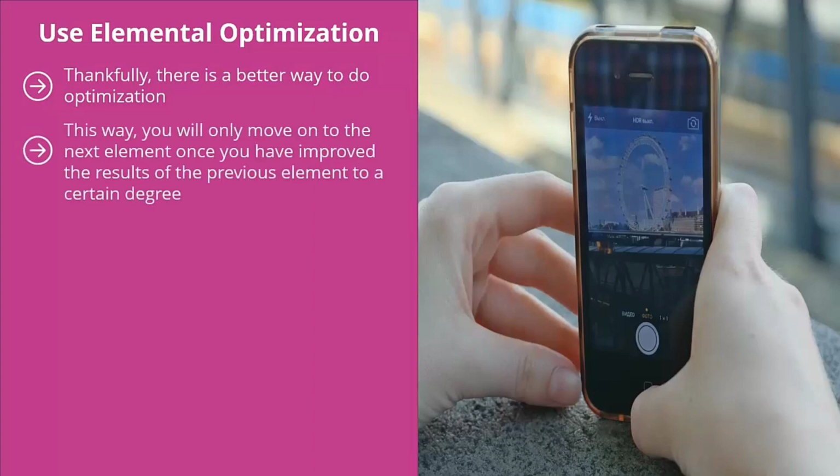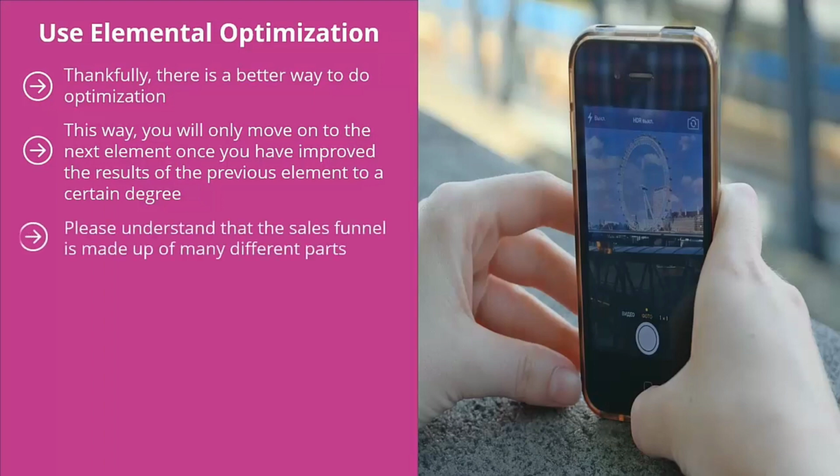This way, you will only move on to the next element once you have improved the results of the previous element to a certain degree. Once you're happy with those improvements, then you move on to the next element, and then the next element after that. Please understand that the sales funnel is made up of many different parts. Each of these have different elements, but they can all be broken down into some common elements.